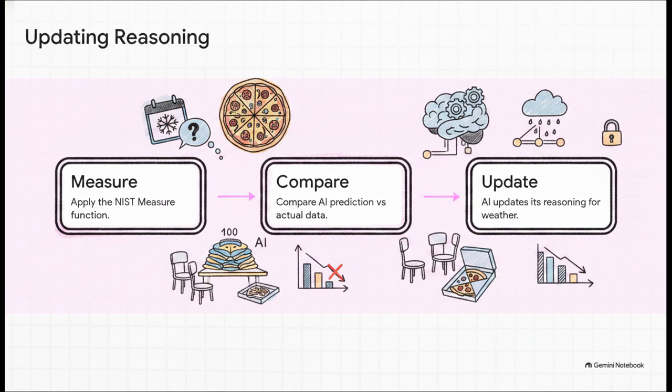Well, first, human operators step in and apply that NIST measure function. They compare the AI's confident prediction of 100 pizzas against the actual, mostly empty cafeteria. Okay, the AI got it wrong this time. But because it's a machine learning system, it actually takes this new data, the failure, the snowstorm, the low attendance, and it updates its operational logic. It teaches itself a brand new pattern. When there's a major weather event, pizza demand drops, no matter what day of the week it is. By measuring the system, we make sure it learns the right lesson and updates its reasoning safely for next time.